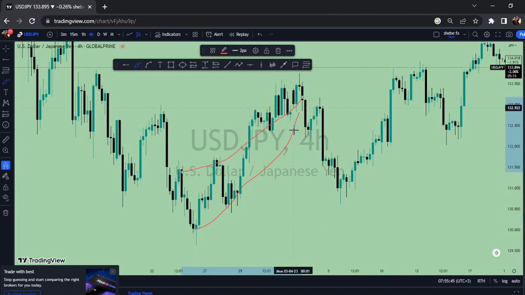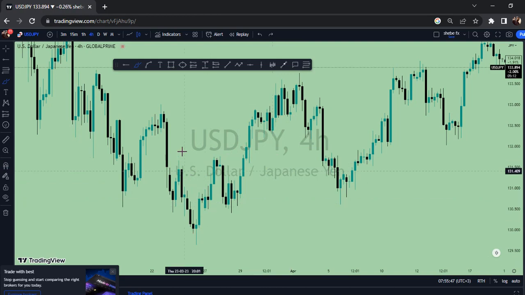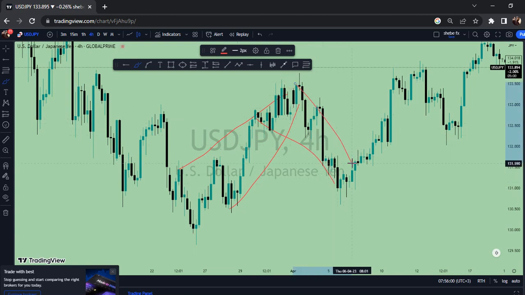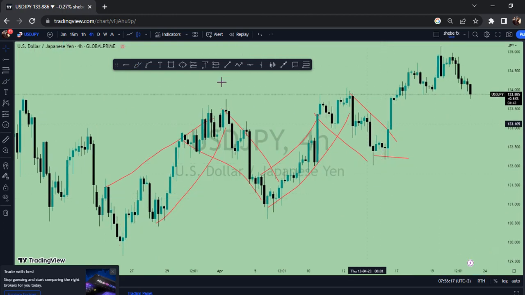Sorry, let me draw fresh. From this point, all this one you see was the impulsive phase. What followed was the correction phase. After the correction phase, what continued was the continuation phase. After the continuation phase, what happened was the liquidation phase. After the liquidation phase, what happened? It was another continuation phase. Like you see here, this was another continuation phase.